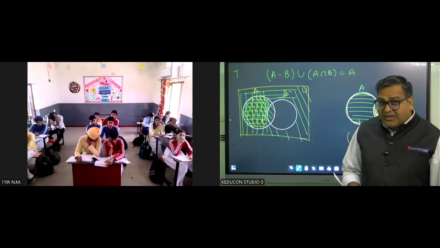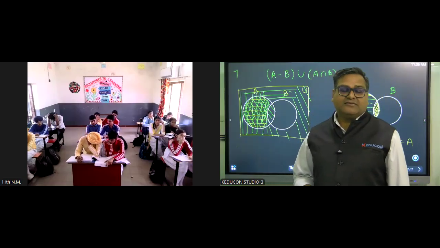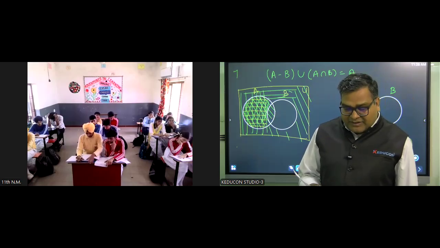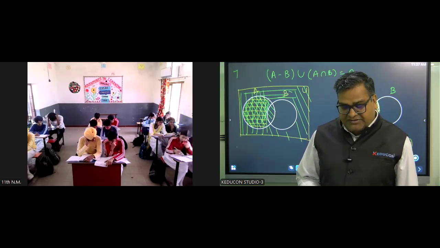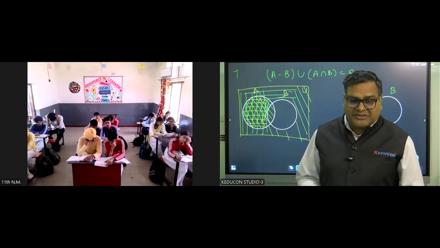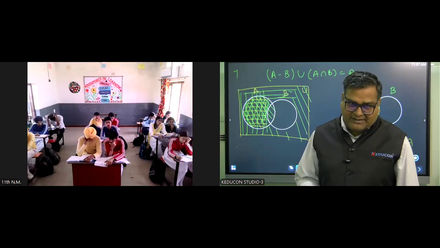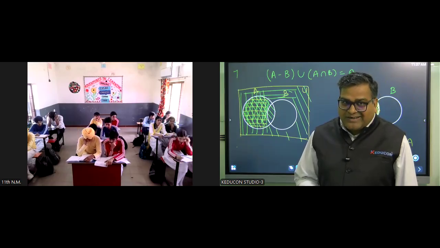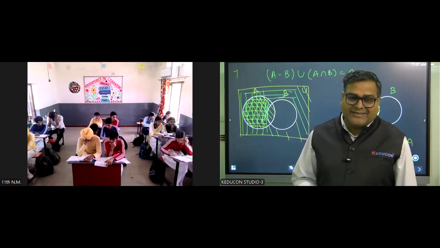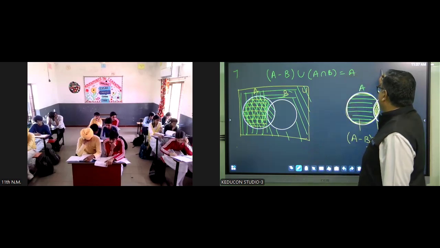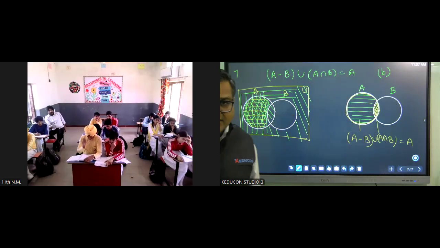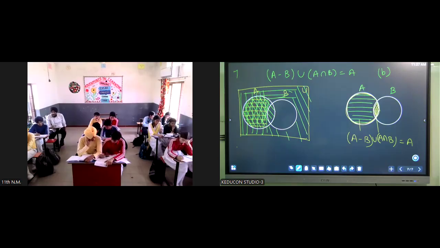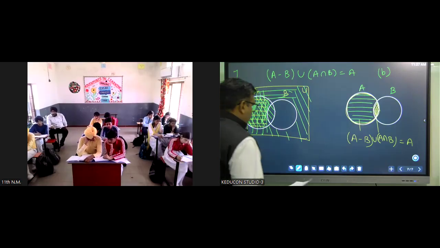So both are true. Is it the correct explanation? It does not explain the first part. बच्चे, it does not explain. First part क्या है? A minus B union A intersection B. There is no mention of this statement in the reason part. So therefore, both are true, but it is not the correct explanation. The reason is not the correct explanation. Hence, the right choice will be B. Is it clear? Is this clear or not? Yes. Now comes the next question, बच्चों.